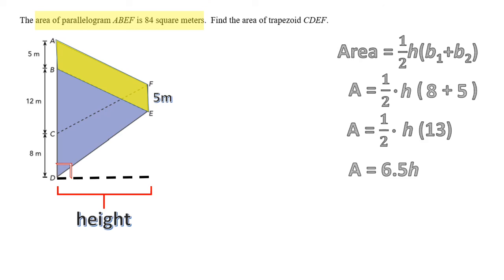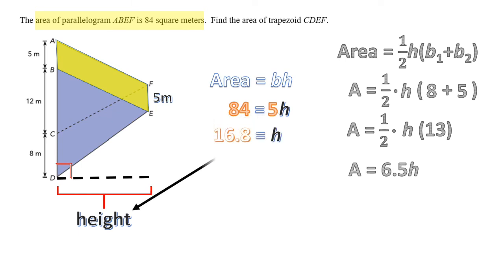So I'm going to use the area formula for a parallelogram, which is base times height. And they tell me the area is 84. That was given in the problem. Now the base would be that 5, and the height, which is the perpendicular distance between those bases, that's the unknown, and that's the same height as the trapezoid. So I'm going to solve this equation by dividing 84 by 5 to get 16.8. So that would be the height of not just that parallelogram, but also the trapezoid that I'm looking for.